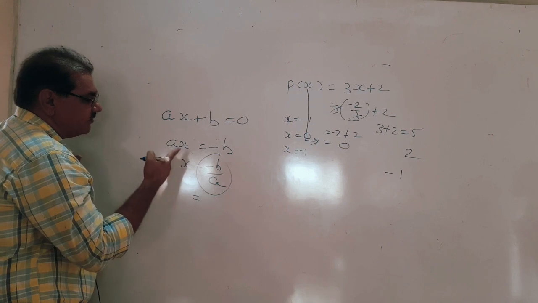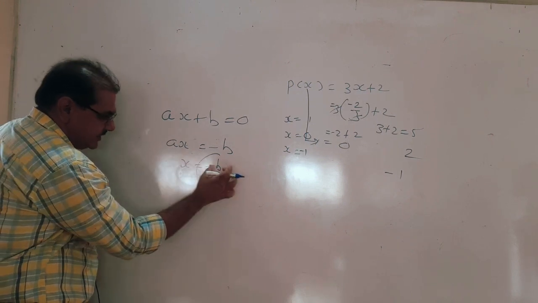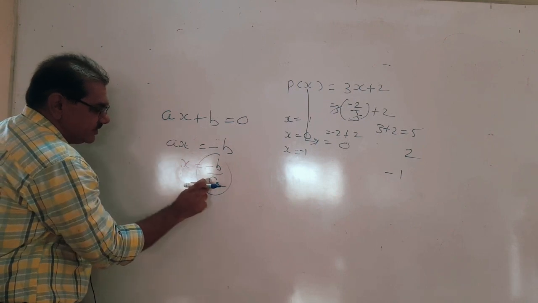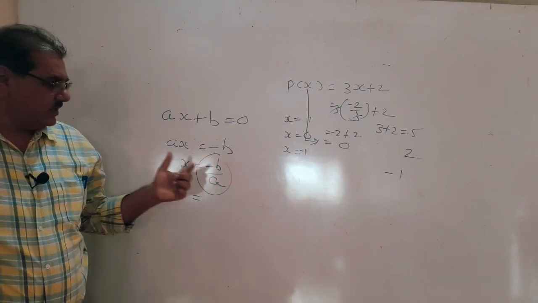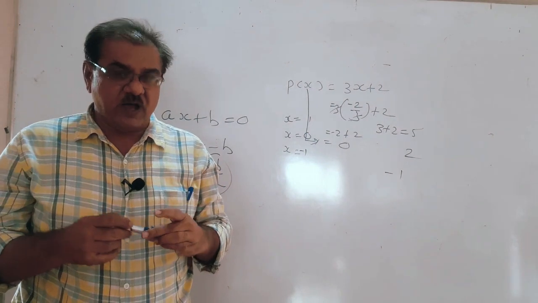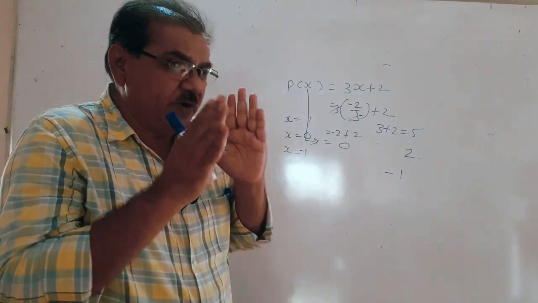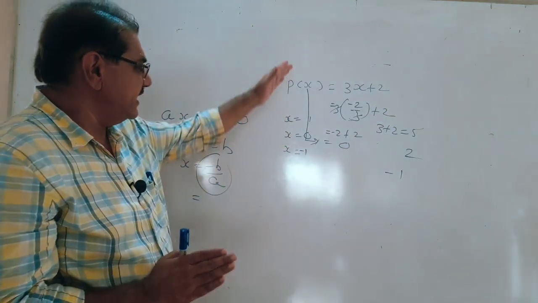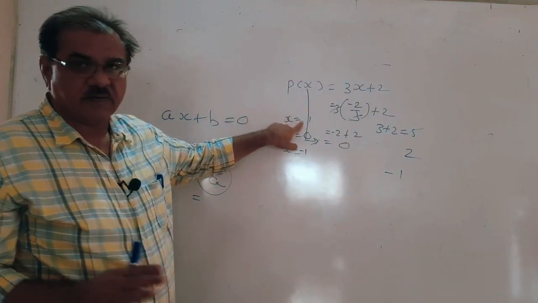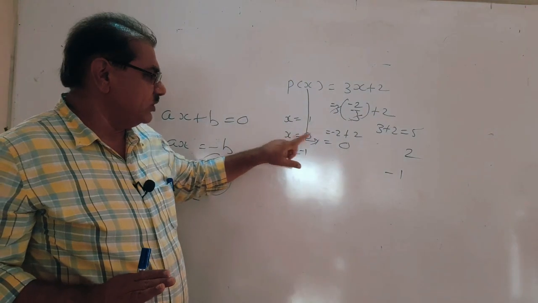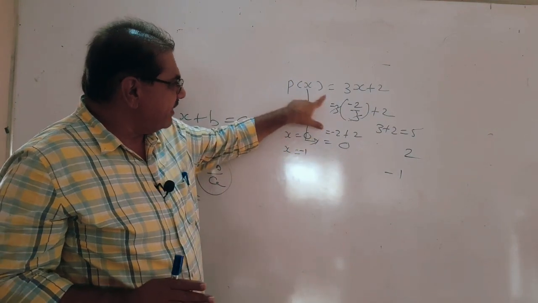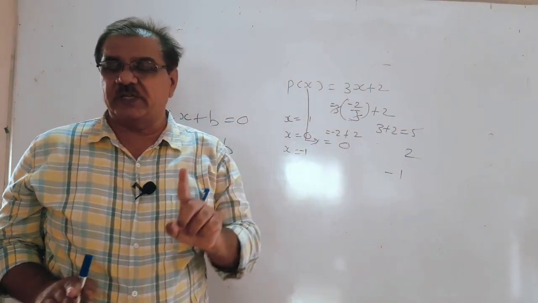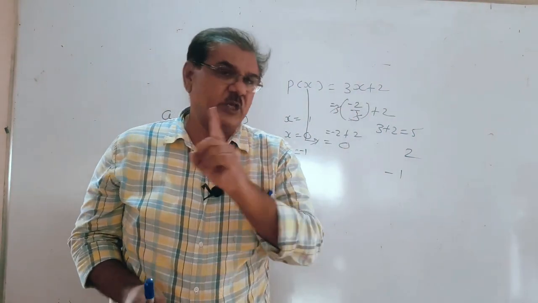And what is the value of the zero? Minus into the constant term divided by the coefficient of x. This is how the zero can be found. Now, what do you mean by zero? Because every solution of the polynomial is not a zero. You can check here, x is 1, it is a solution, but not the zero. But only when we take x equal to minus 2 upon 3, it brings the value of the polynomial to 0, and that is what becomes the zero of the polynomial.